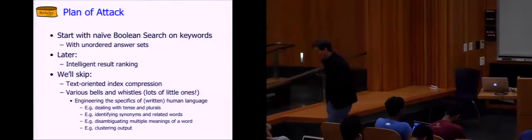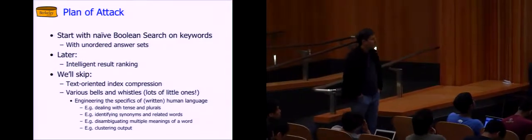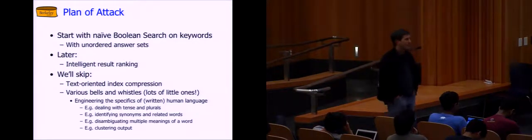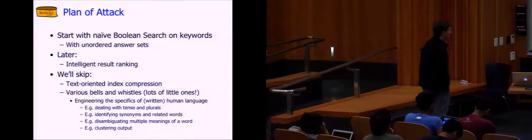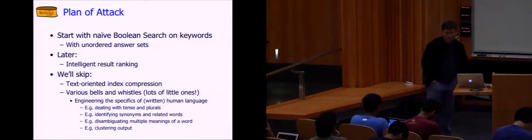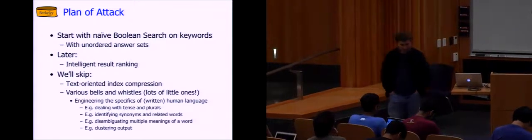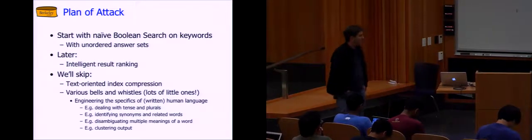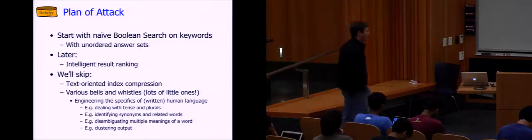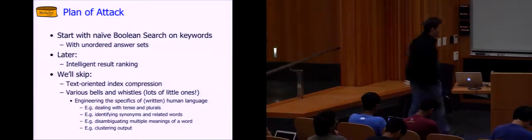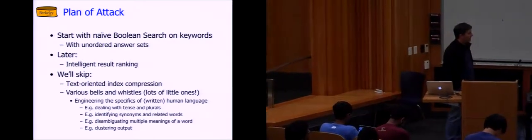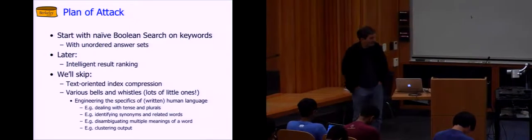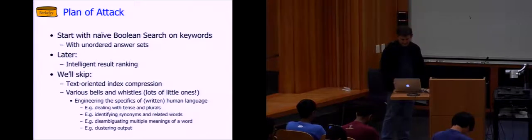If you crack open an information retrieval textbook, you'll learn all about various ways you can compress your text and compress your indexes to make them go faster. And there's all kinds of bells and whistles, many of which are the kinds of engineering details that if you're going to really do it for dollars, you have to get it right. And many of them have to do with the human language, so tense and plurals and synonyms and related words. A lot of natural language processing, kind of nuts and bolts. So we're not going to go into any of that today.